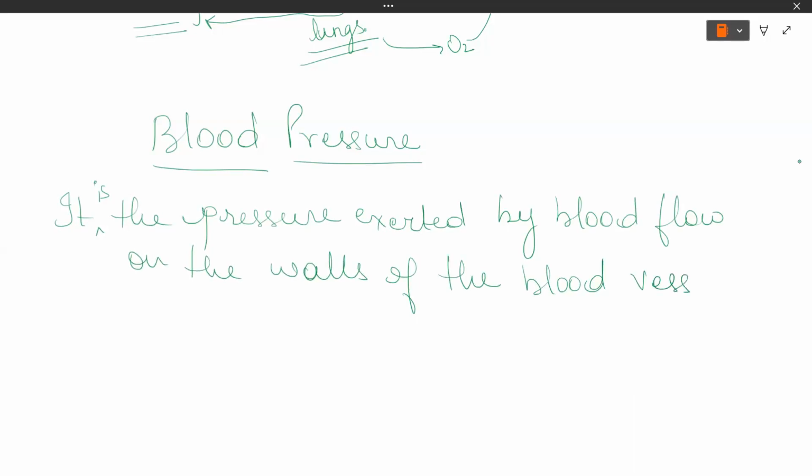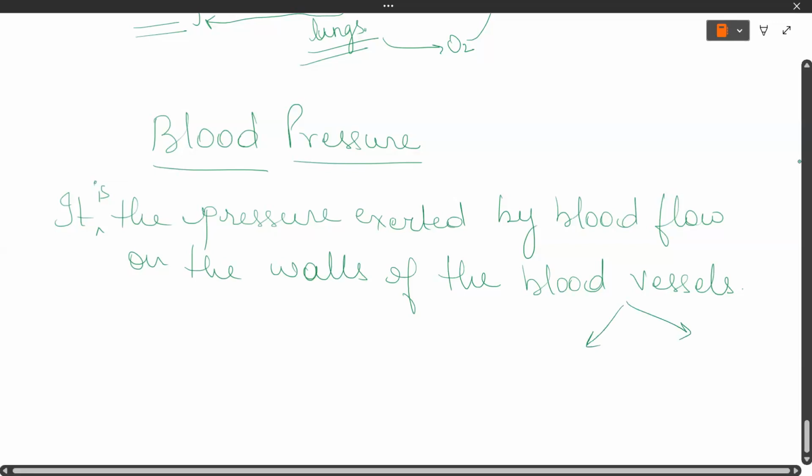So it means that whenever the blood is rushing in our body, either slow or fast, it exerts some pressure on the pipe that it is flowing in. And what is the pipe? It is the arteries and the veins. The blood vessels are of two types. The arteries are there, and then there are the veins, right?